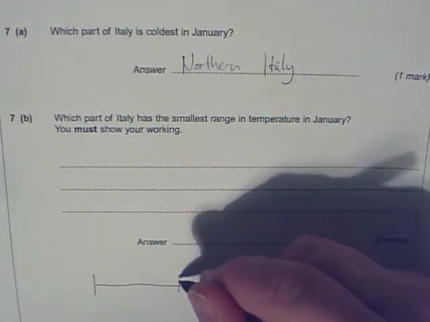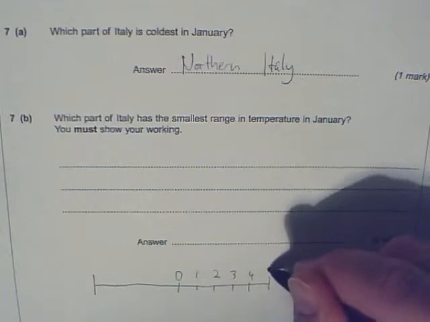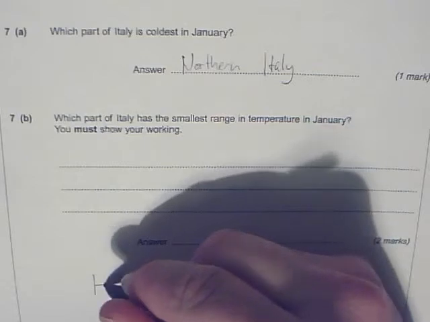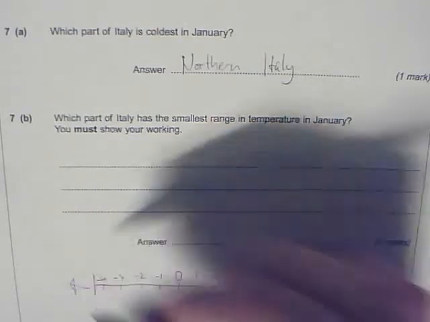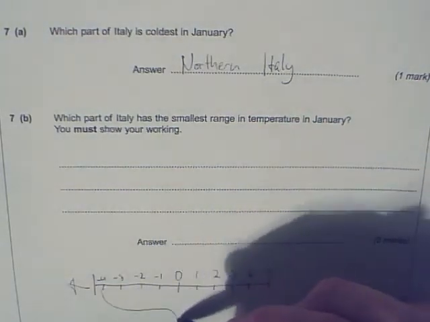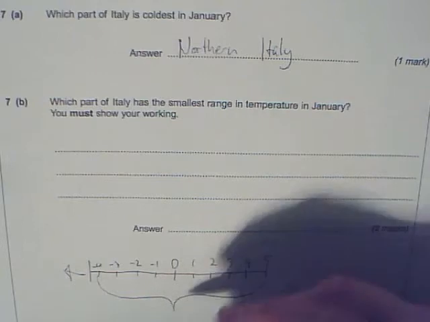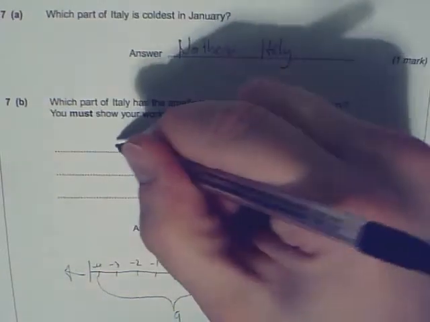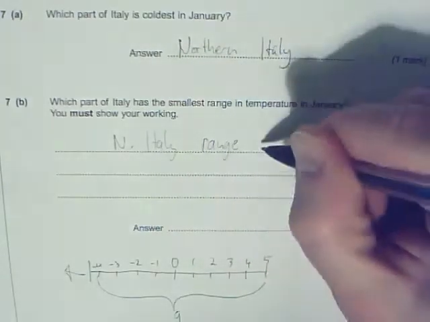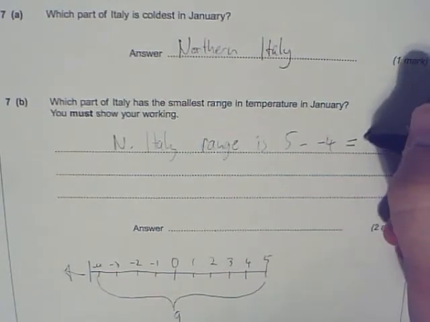Here's my 0, 1, 2, 3, 4 and 5, and on this side -1, -2, -3, -4, and it could go on further that way if I wanted. But I can see that the difference between 5 and -4 is all this bit here, which is 1, 2, 3, 4, 5, 6, 7, 8, 9. So my range in northern Italy is 5 take away -4, which equals 9.